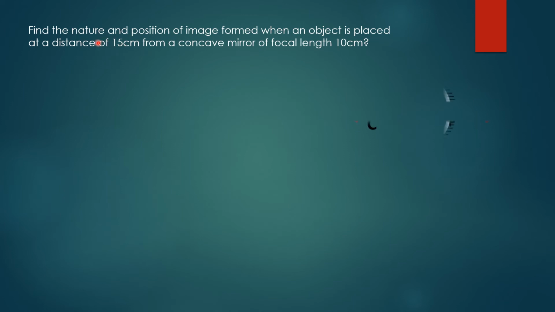Let us try to do one more sum. Find the nature and position of image formed when an object is placed at a distance of 15 centimeters from the concave mirror of focal length 10 centimeters. Whenever this type of sum is given, first you draw the diagram. This is the concave mirror and this is the principal axis and this is the pole and this is the focus and this is the center of curvature.